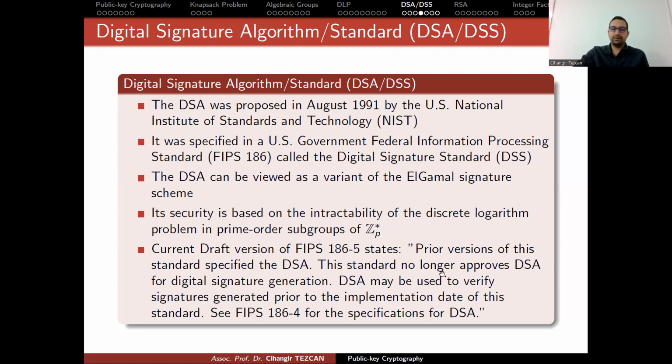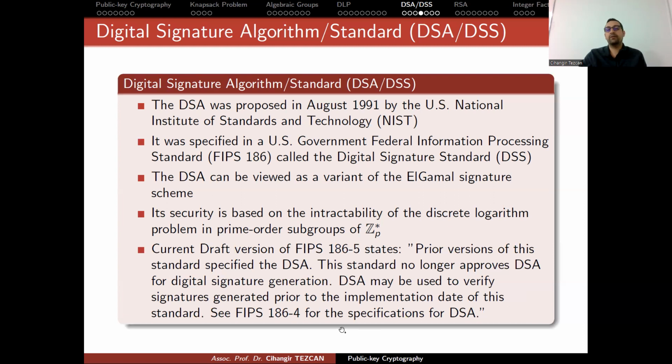But importantly, it looks like people are moving away from the digital signature algorithm. When I looked at the current draft version of FIPS 186-5, which is the most current version of this standard, I took the following quotation, which says: prior versions of this standard specified the DSA. This standard no longer approves DSA for digital signature generation. DSA may be used to verify signatures generated prior to the implementation date of the standard.